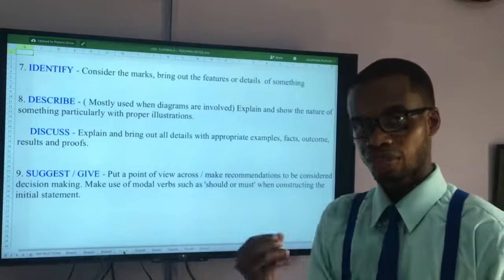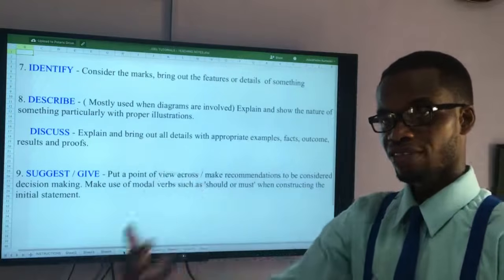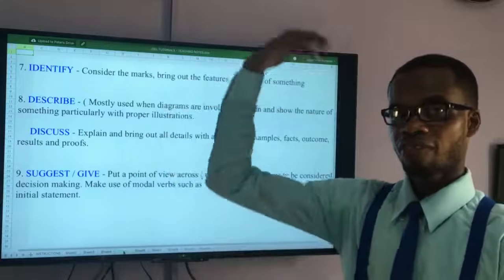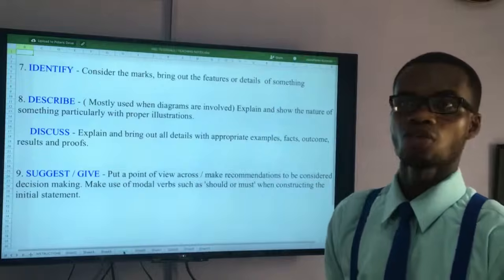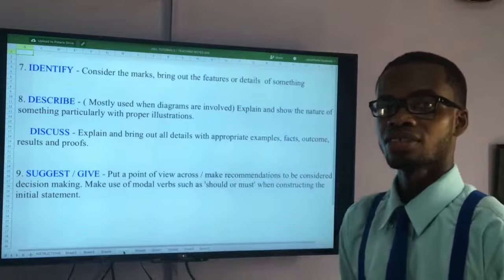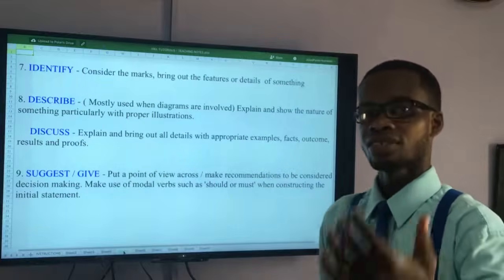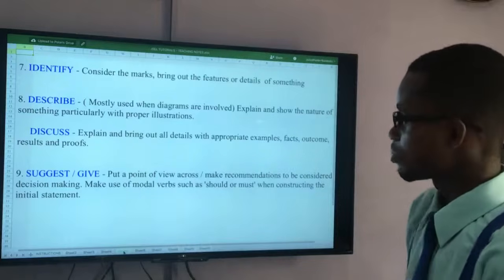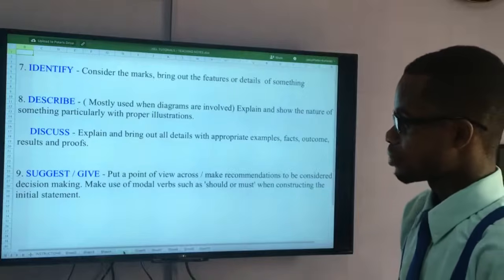So if you have a point, identify 4 reasons for the migration of the ethnic groups from their former location to their present settlement or location. You are going to bring out everything that you know, okay, what actually led to it and how they got to this place. Then you add examples. So that is identify. Alright, so describe.